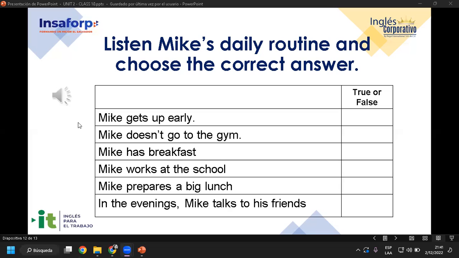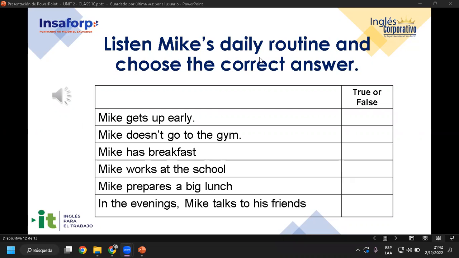All right. Let's see, everybody. Mike gets up early. Is that true or false? What do you think? False. True. Imagine that this is your exam, okay? Algunos dicen true, algunos dicen false. What is the final answer?